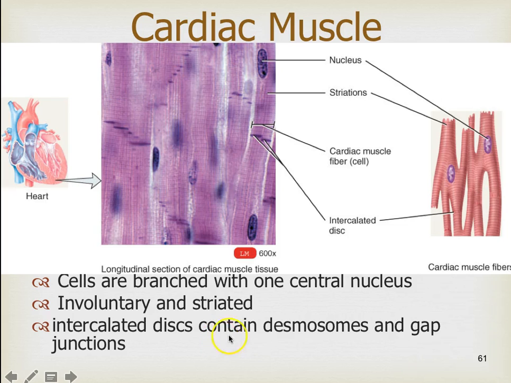These intercalated discs contain desmosomes. So if you remember back to the cell chapter, we talked about desmosomes. These were junctions that held cells together. And then they also have gap junctions, which allowed for communication between the cells. And that's going to be very important in your heart, because you want very quick communication so the cells can all contract sort of in a wave-like fashion, pushing blood out of the heart.